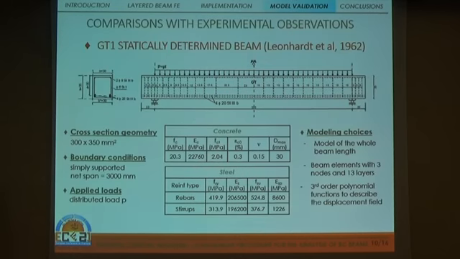The effectiveness of the method has been validated through comparison with classical results and experimental results, on both statically determined and indeterminate beams. As regards statically determined beams, only one beam is reported for the sake of brevity, which is a simply supported beam subjected to a distributed load. As regards the modeling choice, obviously it has been necessary to model the whole beam due to the asymmetric distribution of stirrups. And further, a polynomial function has been used to describe the displacement field.